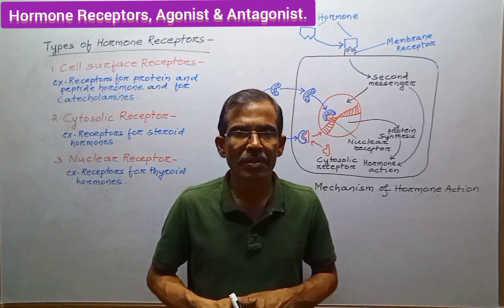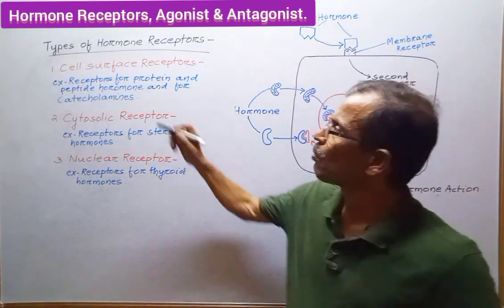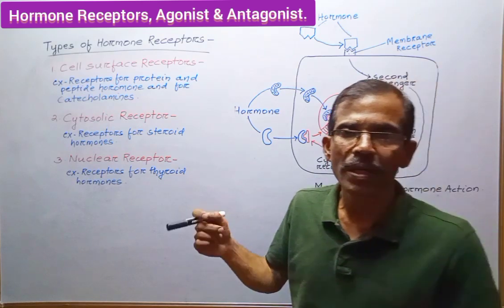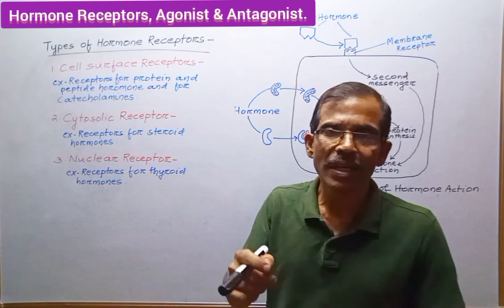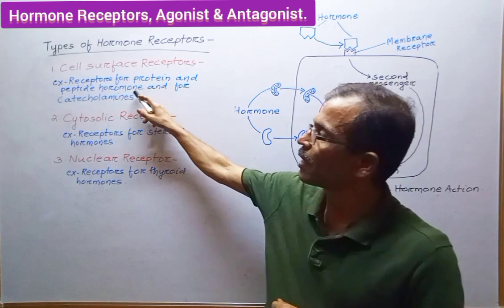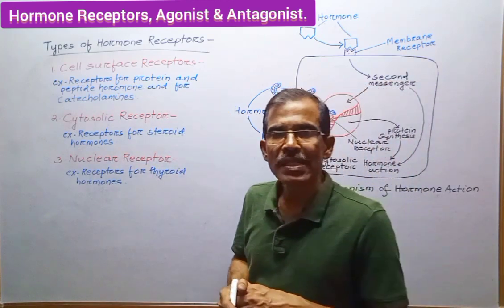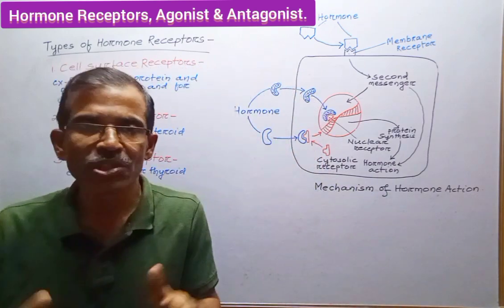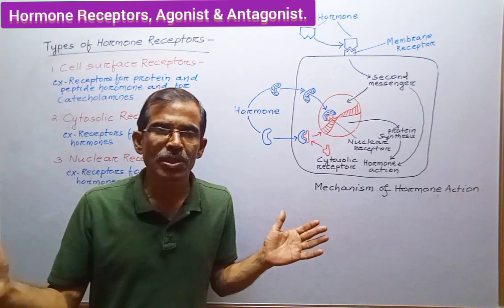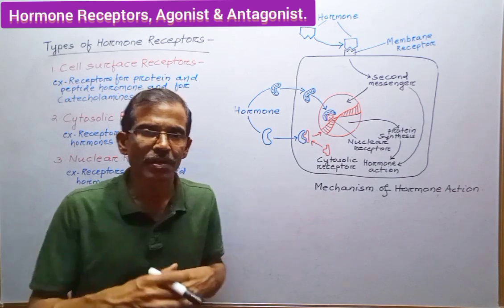Based on the location, receptors can be divided into three types. Number one, cell surface receptors. These receptors are located on or in the cell membrane. Examples are the receptors for protein and peptide hormones and for catecholamines. Cell surface receptors are specialized integral membrane proteins that enable communication between the extracellular space and the cell interior.